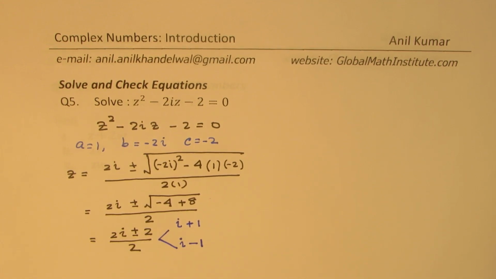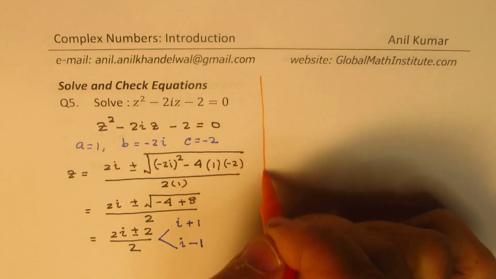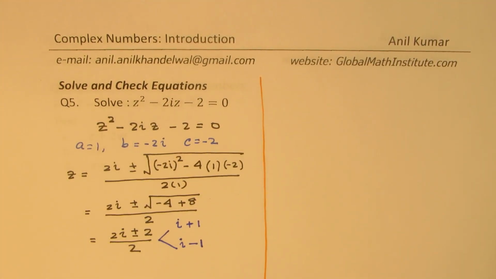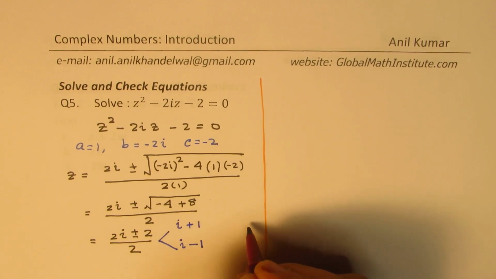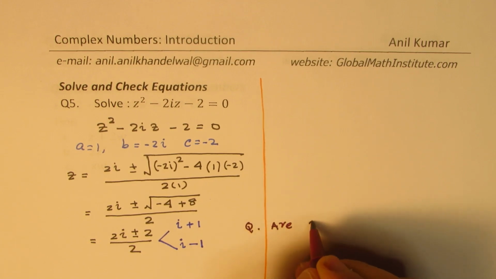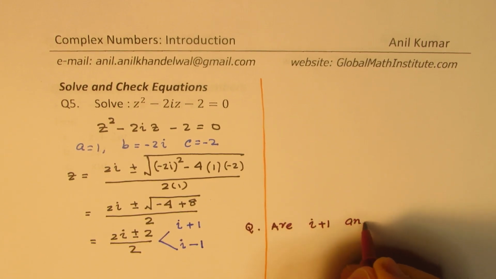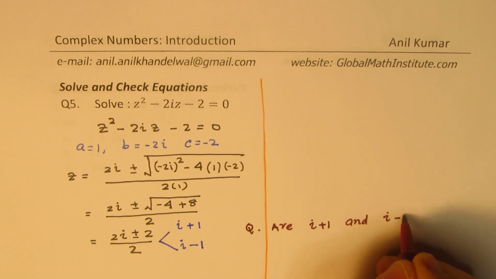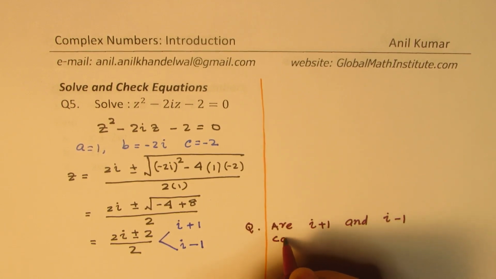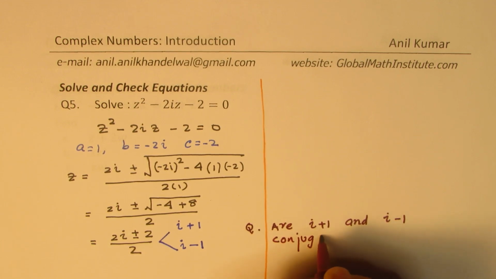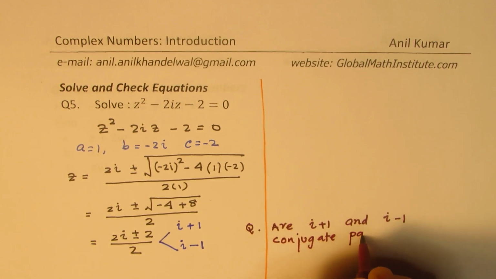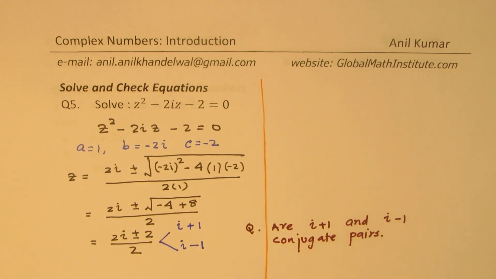Now, are these conjugate pairs? So the question for you here is, are i plus 1 and i minus 1 conjugate pairs? Right. So answer this question. Now let us try to check this out. So now let's do the checking part.